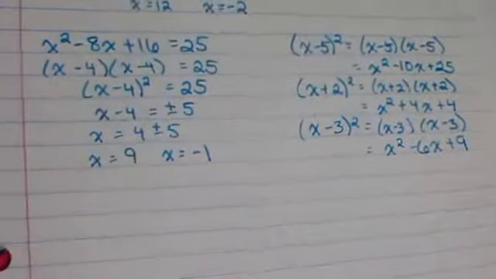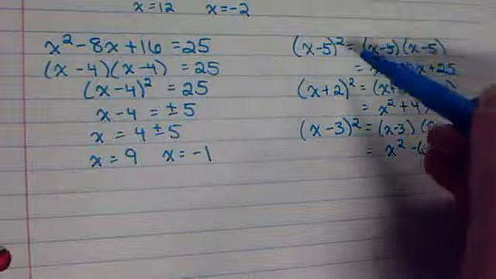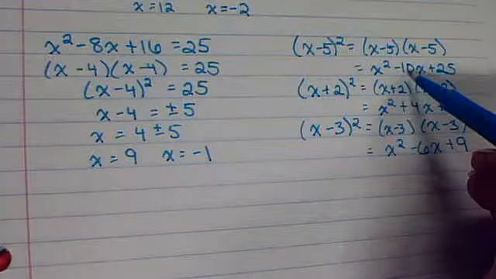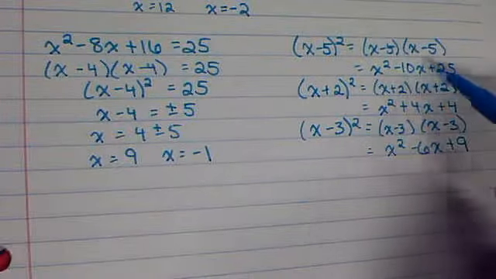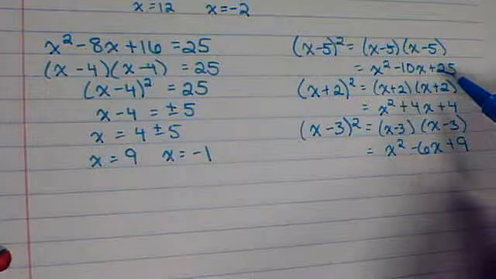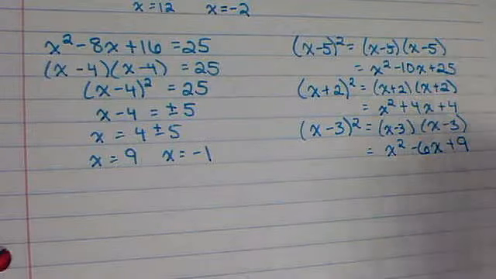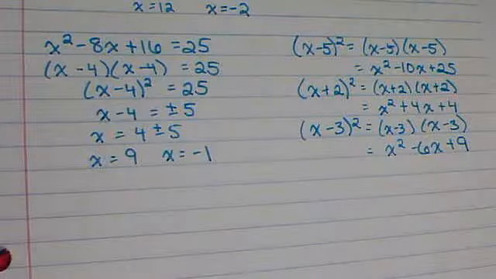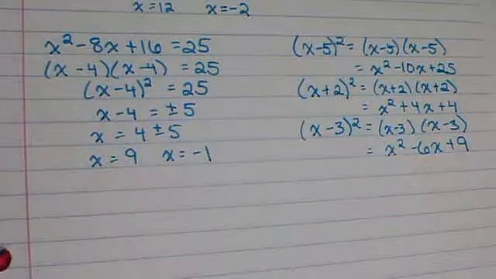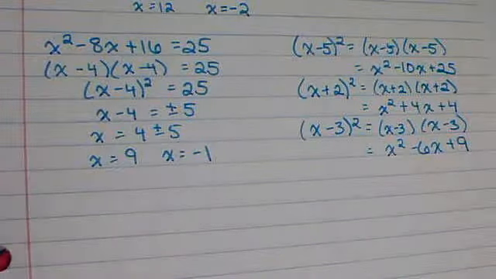I hope you're noticing the pattern here. This number is half of the middle term and the square root of the last term. So let's see if we could find the missing numbers that would make a perfect square.